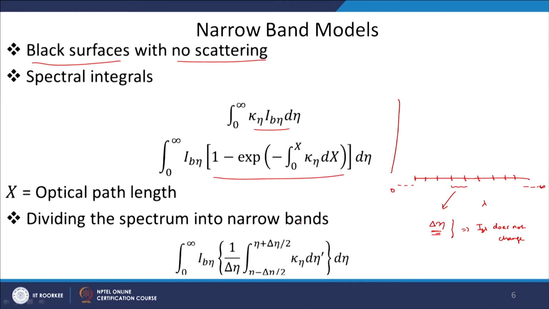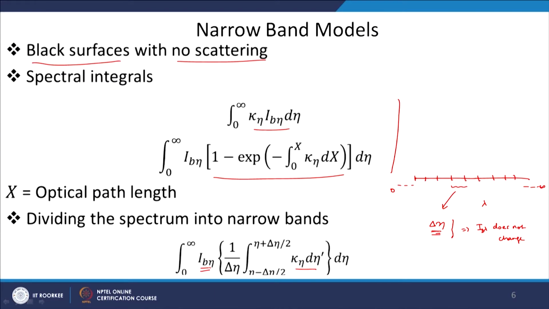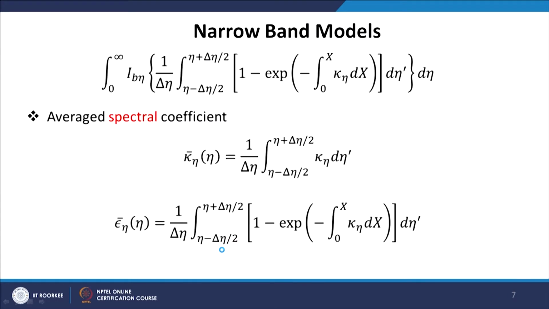So, what we do is the same: kappa eta d eta, we average or integrate over the range eta minus delta eta by 2 to eta plus delta eta by 2. We integrate over this small narrow band, and then I_b eta is taken out of the integral. Earlier it was multiplied by kappa eta, but now we have taken it out of the integral. The same thing we do for the second integral, which is the integral of emissivity, 1 minus exponential over the path.